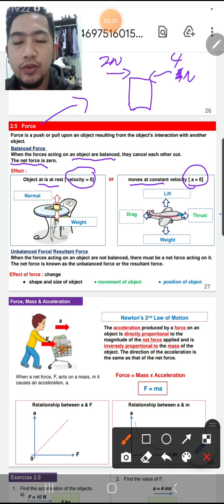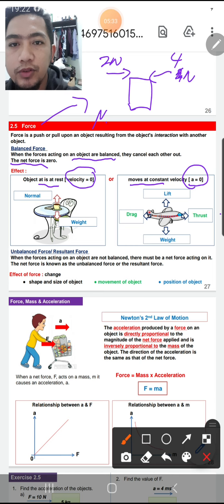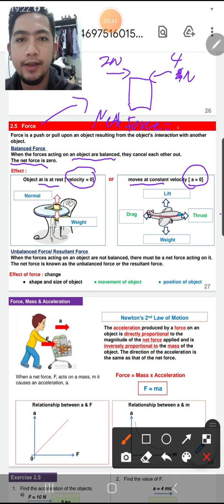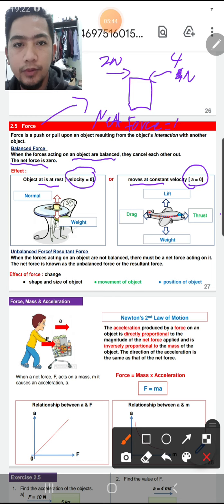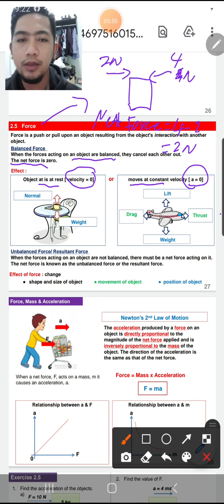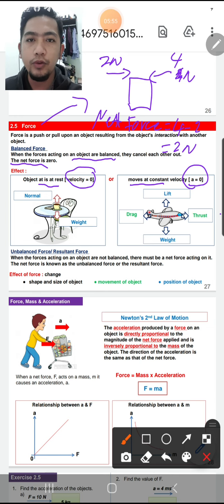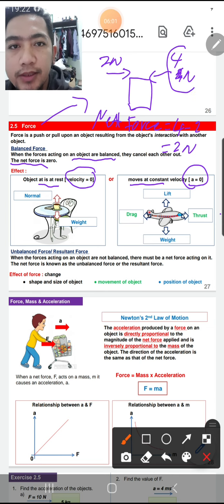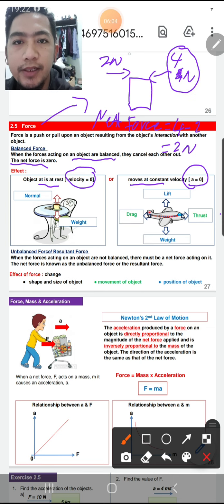So how to get the net force? Okay, net force. Means you have to subtract the two values, 4 minus 2. So we got 2 Newton. The net force is 2 Newton. Okay, means this object will move to the left because 4 Newton is bigger than 2 Newton. So the box will move to the left, right?